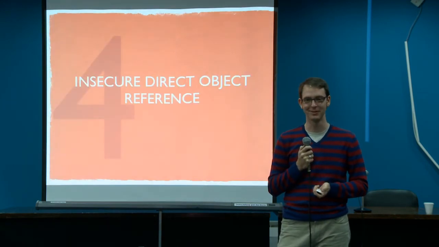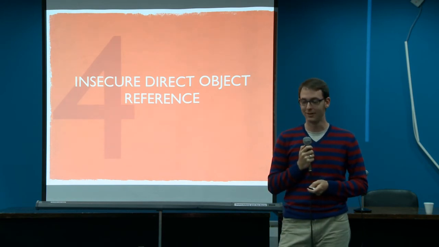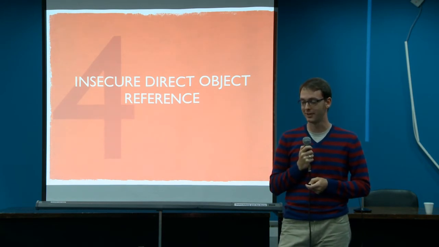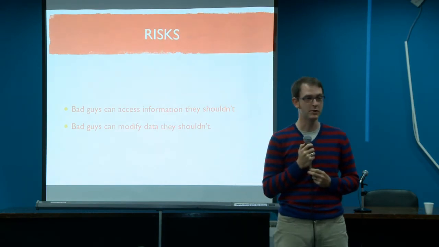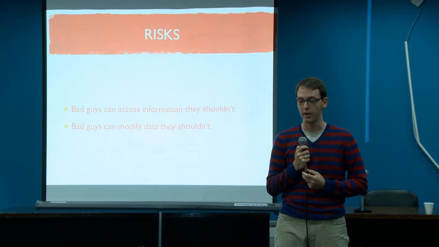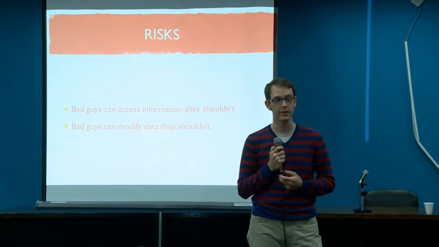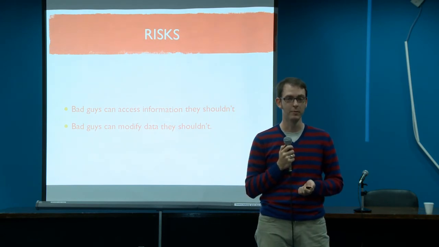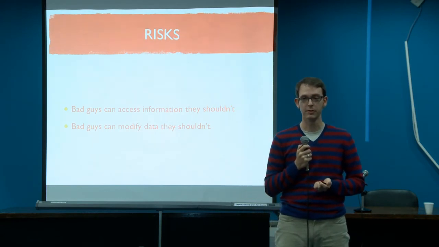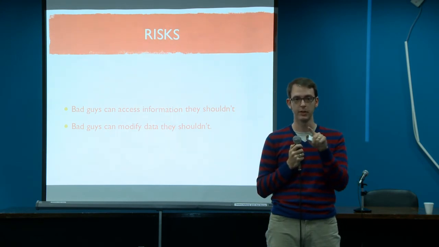That's hard though, because that's the whole point of the internet. So the next one is insecure direct object reference. This sounds really complicated, but it's not. Bad guys can basically access information that they shouldn't, and bad guys can modify data that they shouldn't. Just because people can't see what you've tried to hide from them doesn't mean they won't try. People will try and request things based on guesses. They'll just try and add stuff into the URL, see if they can get stuff.